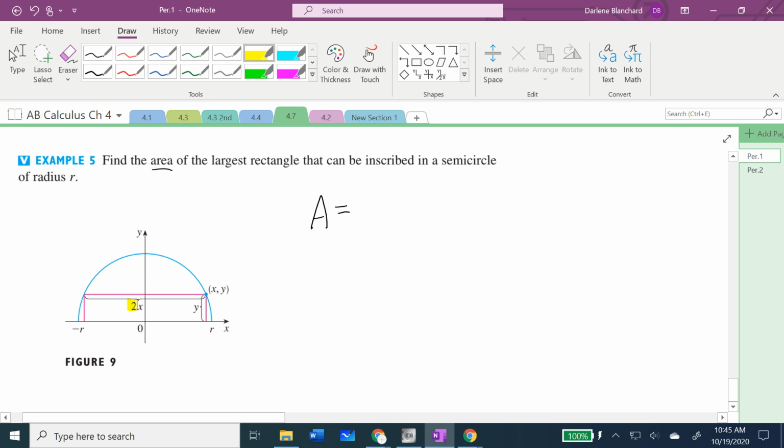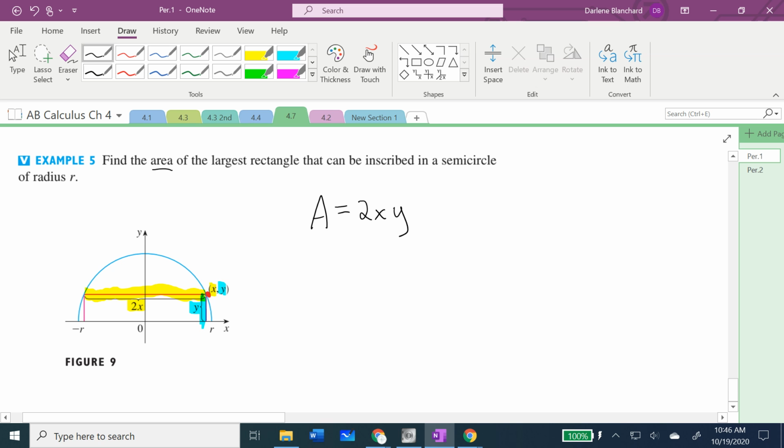They kindly showed us that 2x is the length across if x is the x coordinate of that point, and that y is the height of this rectangle if y is the y coordinate of this point. And if this point is in quadrant 1, then I can use positive x and positive y as distances. And that means the area is 2x multiplied by y.